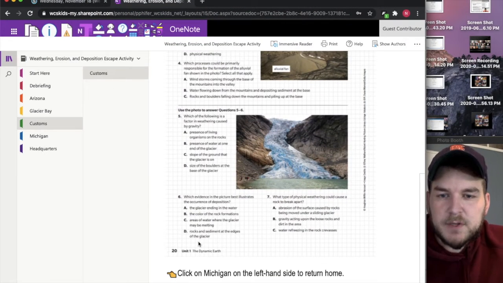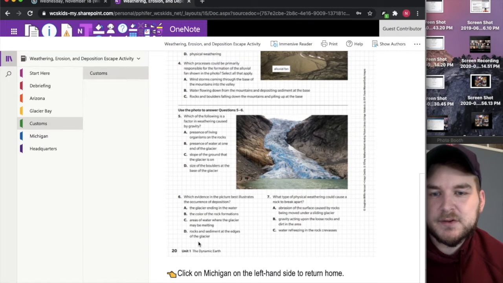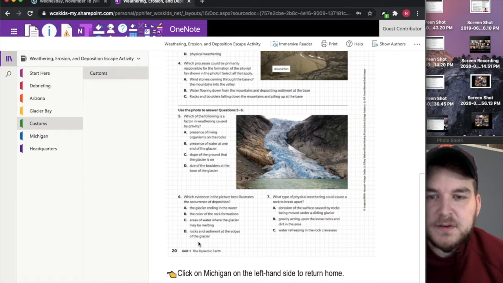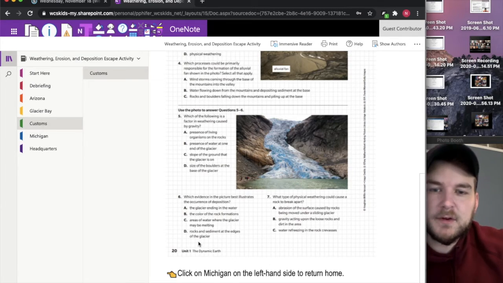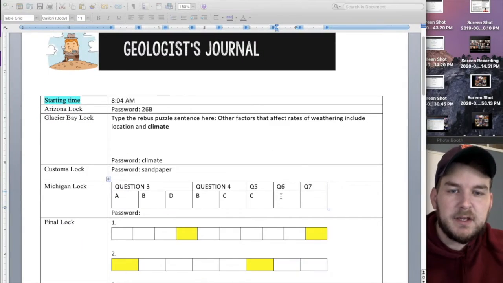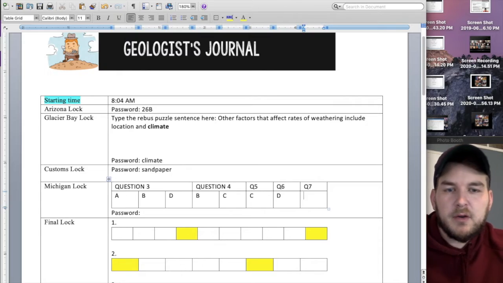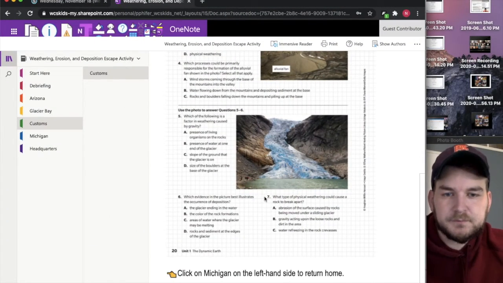Question 6. Which evidence in the picture best illustrates the occurrence of deposition? The glacier ending in the water? No, because deposition has to deal with sediment being dropped off. The color of the rock formations? No. Areas of water where the glacier may be meeting? No. Rocks and sediment at the edges of the glacier? That is definitely it.